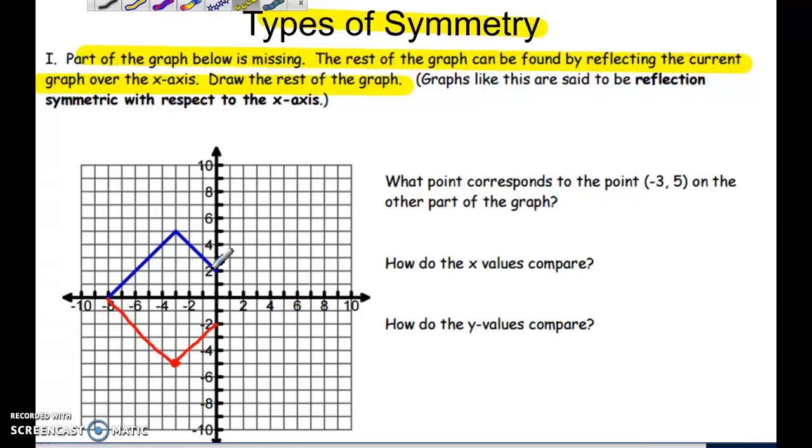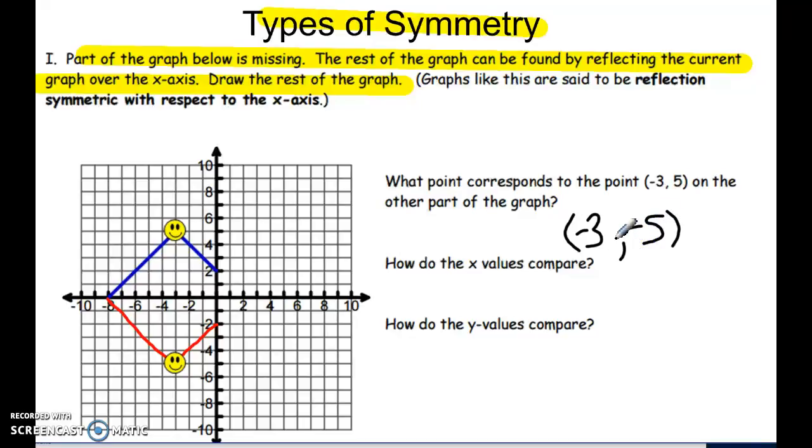Let's go to the prompt. So we're asked over here, what point corresponds to the point -3, 5? Well, -3, 5 is right there. And its image point, so again, the original point is the pre-image, and the final point is the image point. So we want to write the ordered pair for the image point. And that point, of course, is at -3, -5.